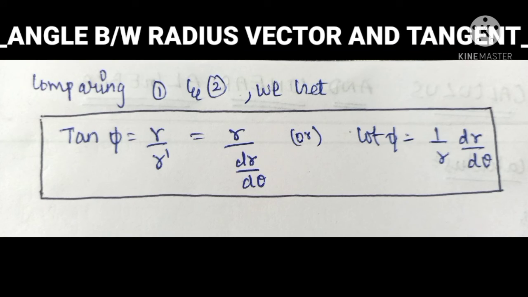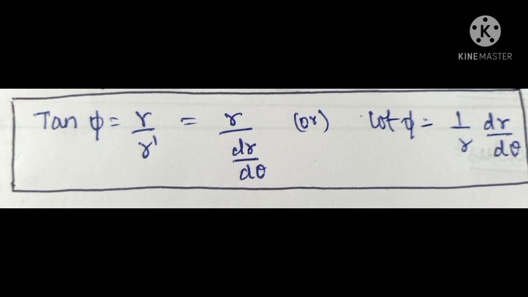By comparing equation number 1 and equation number 2, we get tan phi is equal to r by r dash, or cot phi is equal to 1 by r dr by d theta, where r dash is dr by d theta. By this we can conclude that the angle between the radius vector and the tangent is tan phi is equal to r by r dash, or cot phi is equal to 1 by r dr by d theta. Mostly we'll be using the second form to solve problems. That is cot phi is equal to 1 by r dr by d theta.